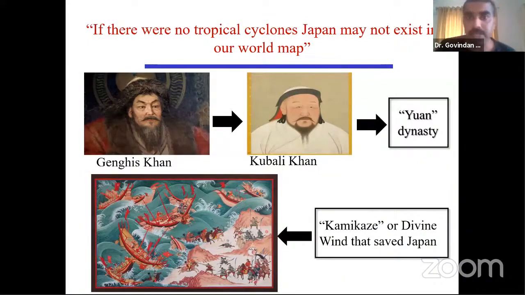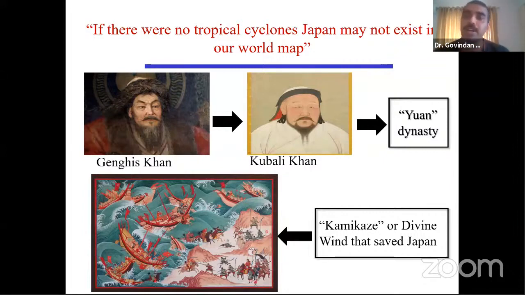I'll start with some history, with a very debatable statement. If there were no tropical cyclones, Japan may not have existed on our world map. You may be wondering what the relationship is between tropical cyclones and Japan's existence on the map. There is a very interesting history behind it.